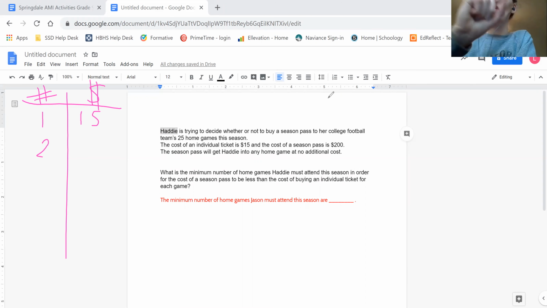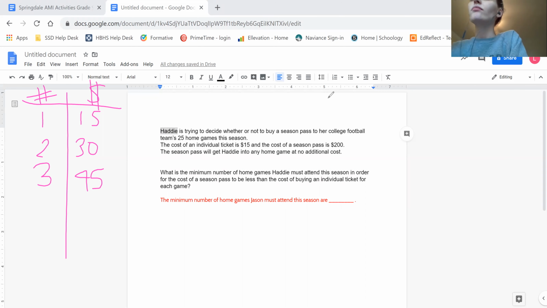If she went to 2 games, 15 times 2, that's $30. Still not worth it to buy a season pass. 3 games would be 45. I said 45 and wrote 40. So we need to figure out how many games she could get into. Now, instead of going and going and going, and we want to figure out 4 games would be 60, instead of just writing this out forever and ever, the pattern here is multiplication.